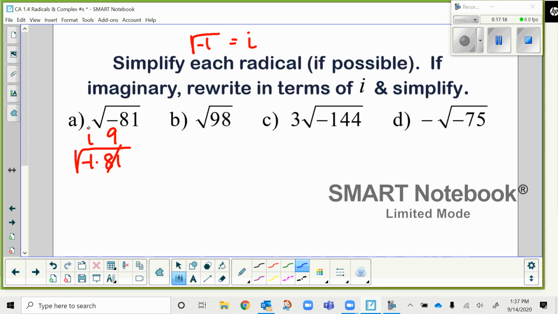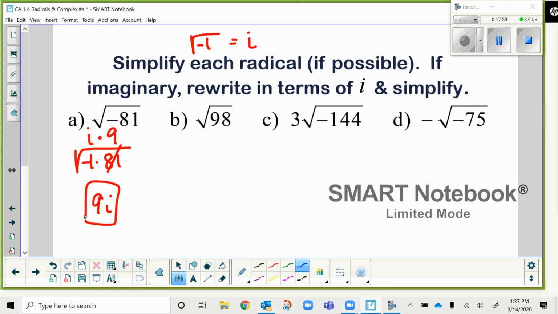And when you pull two things, or more things, out of the radical, the operation between them is multiply. So i times 9 is 9i. Right?